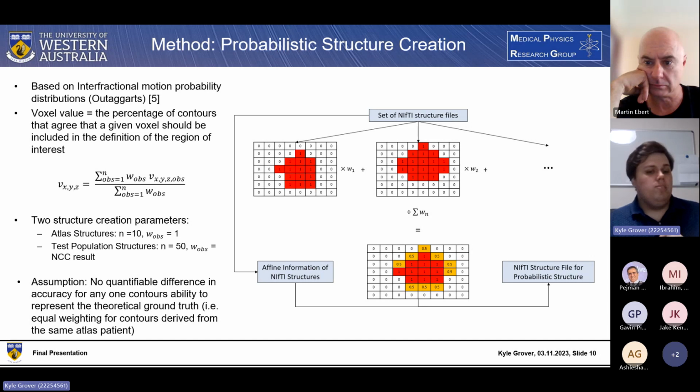An important thing to note is that we do rely on a very big assumption with this: that there's no quantifiable difference in accuracy for any one contour's ability to represent the theoretical ground truth. We can't say that this person has a better representation or a better understanding of it. There's no quantifiable means. So as such, equal weighting will be given to contours derived from the same atlas patient.